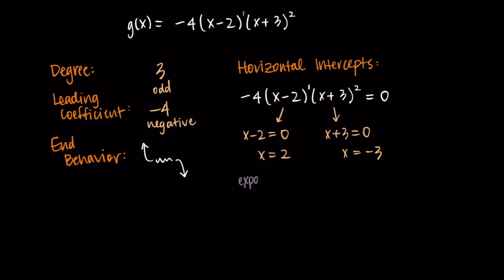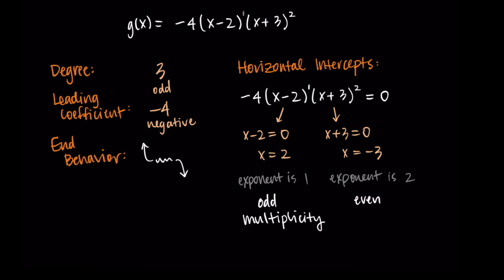Now we have a little additional work to do with the multiplicity, which is our new concept here. So on the x minus 2 term, the exponent was 1, so it only showed up one time. Since 1 is an odd number, this has odd multiplicity. So it's going to behave like an odd polynomial at this intercept. Then if we have x plus 3 squared, that has an exponent of 2. So since 2 is an even number, we'd say this horizontal intercept has even multiplicity. This means that at that intercept, x equals negative 3, it's going to bounce off of the point, like it's an even polynomial.